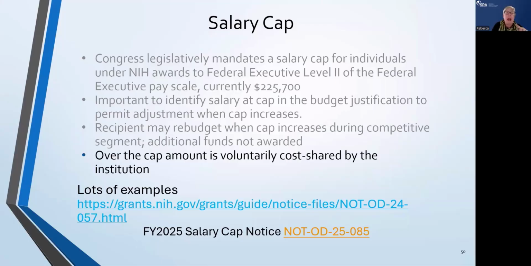I've got the one, it's actually the fiscal year 24 notice, that blue link there. They give you lots of different examples. And somebody's asked the question, is it the wages and fringe benefits? Fringe benefits are not salary. They're additional benefits. So this is limited just to the salary, wages only.